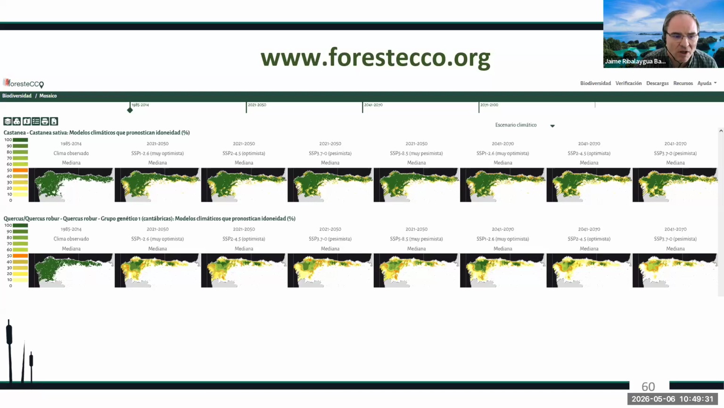The first is areal information. If you are interested in a whole area, the tool can make this kind of maps with the information for the present and for the future, for the three periods: beginning of the century, mid-century, and the end of the century, and for each of the SSP scenarios of greenhouse gas emissions, and for the species you want. So with this, you can see how the suitability of each species will evolve.